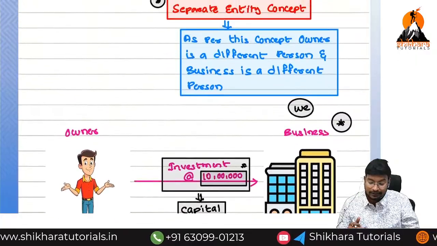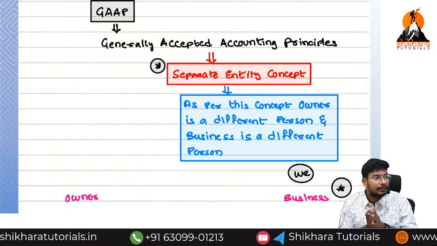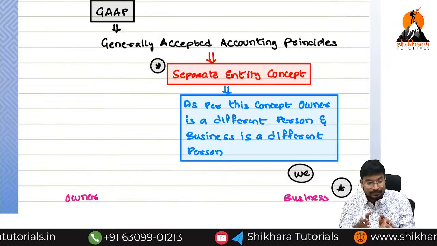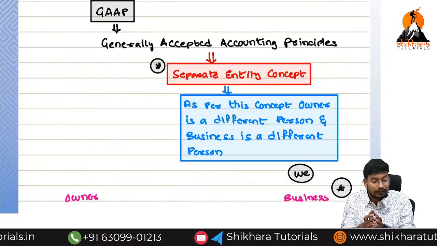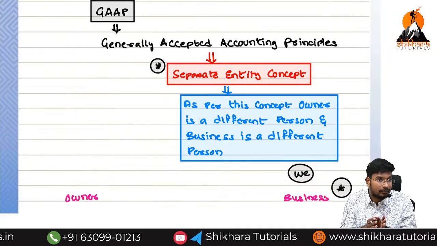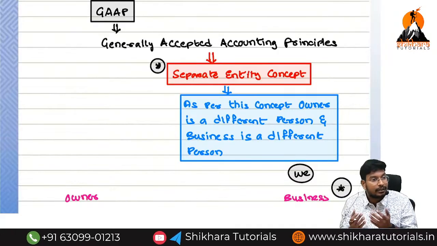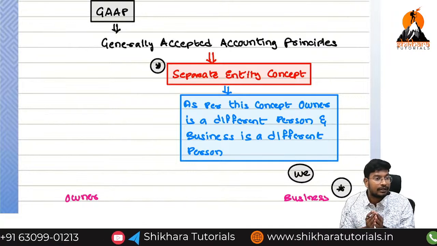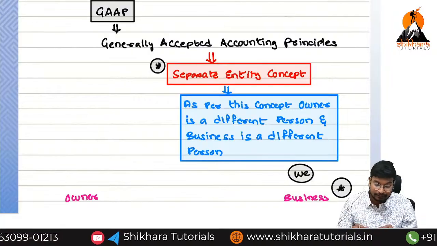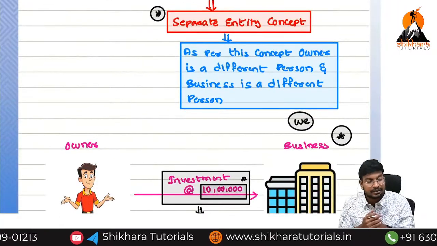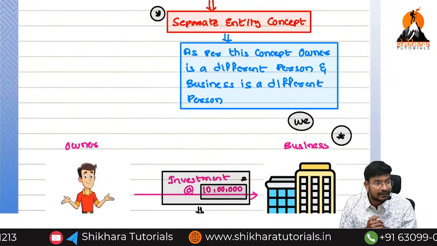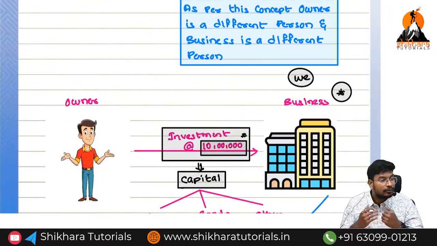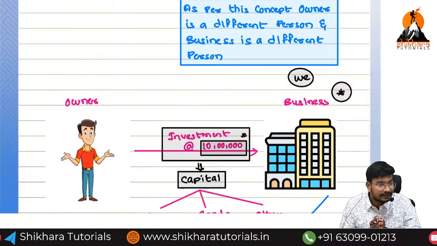So here we started the discussion with GAAP. GAAP means generally accepted accounting principles. These principles we follow only in India, okay? In America we are not going to follow the generally accepted accounting principles. Here only in India we follow them. In that, one of the principles is called the separate entity concept. What does it say? The owner is a different person, the business is a different person.